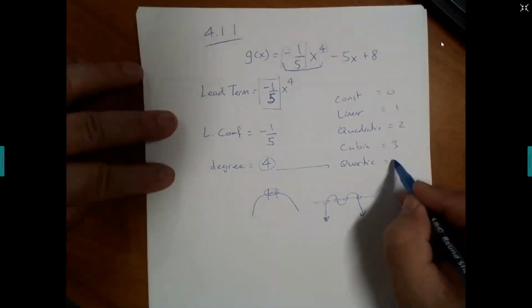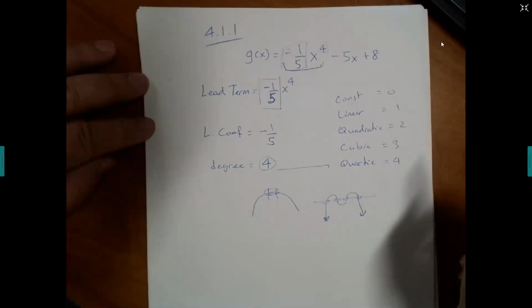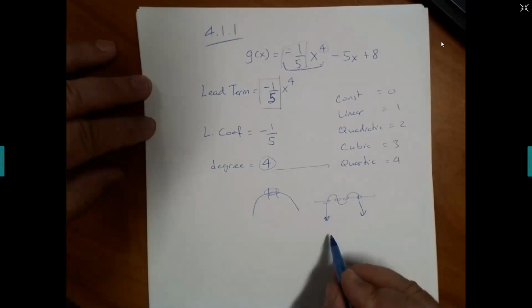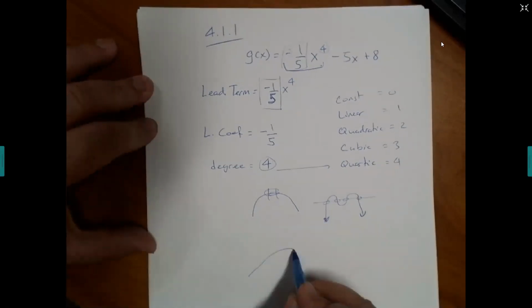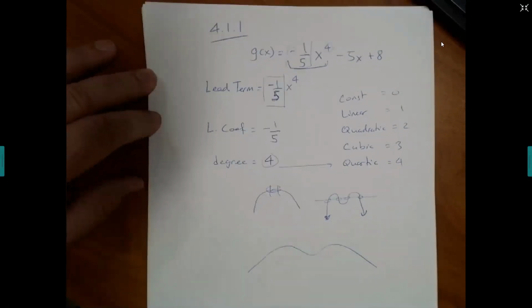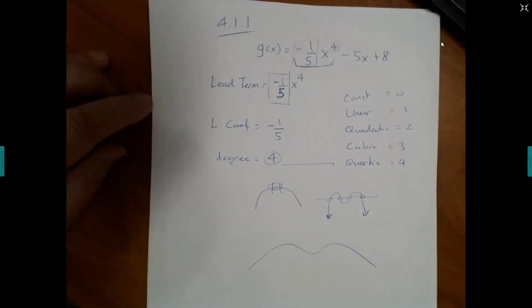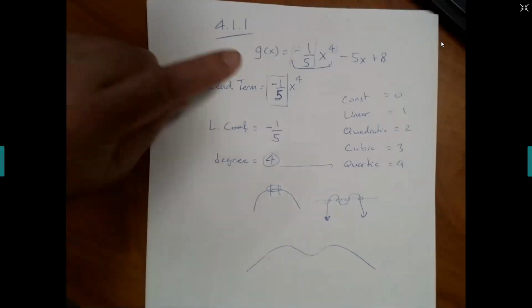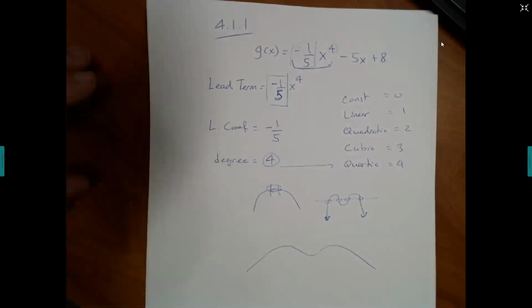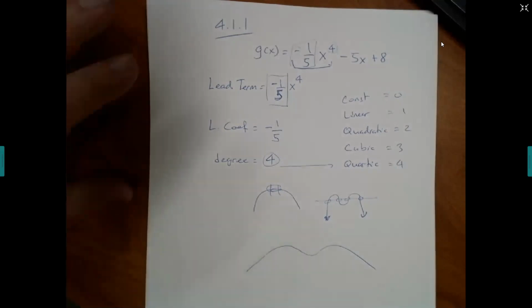And quartic is a 4. And you also said that the higher the coefficient, the tighter it's going to be. So if it was a higher coefficient, it would be really shrunk in. Right, you're right. This one's going to be more wide. Very good, good observation. Because the leading coefficient is a fraction between 0 and 1, that means it's horizontally spread and vertically shrunk.